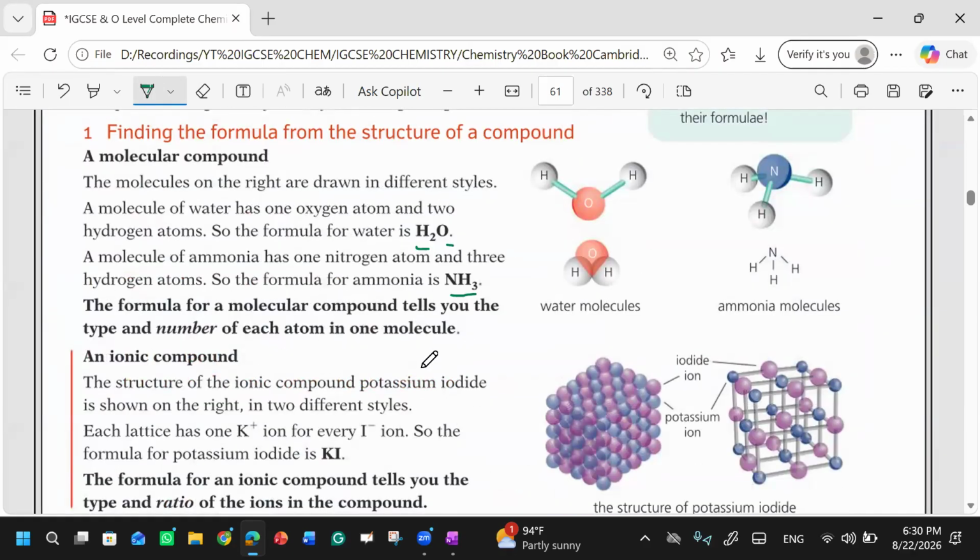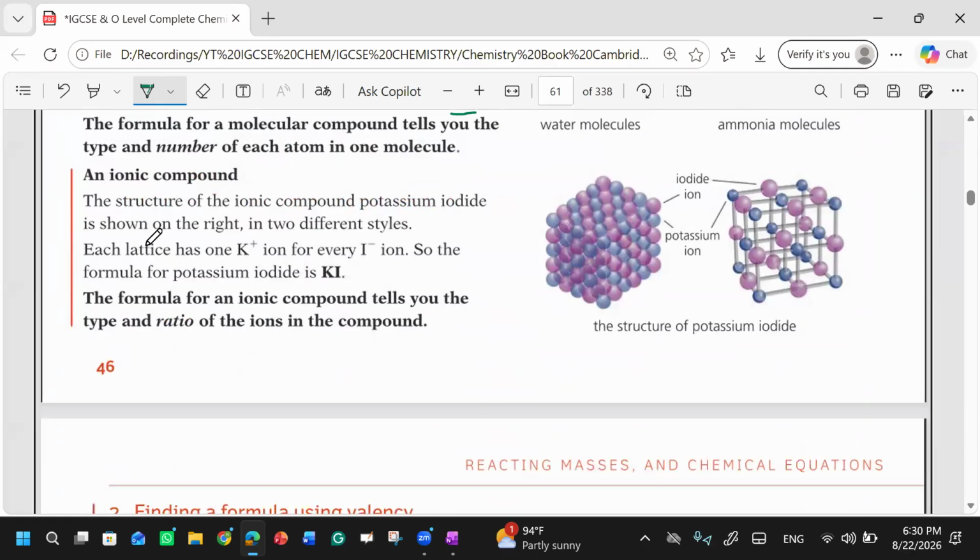The first one is the molecular compound. Now they are telling us about the ionic compound. This you already know. Now you have to tell me what they have mentioned here. Read this and tell me in your own words from here. Okay, an ionic compound: the structure of the ionic compound potassium iodide is shown on the right in two different slides.